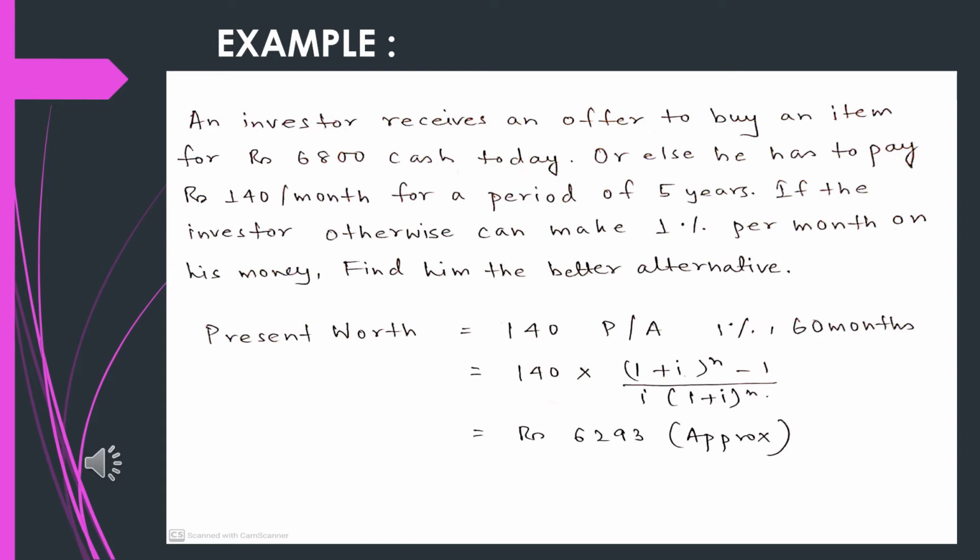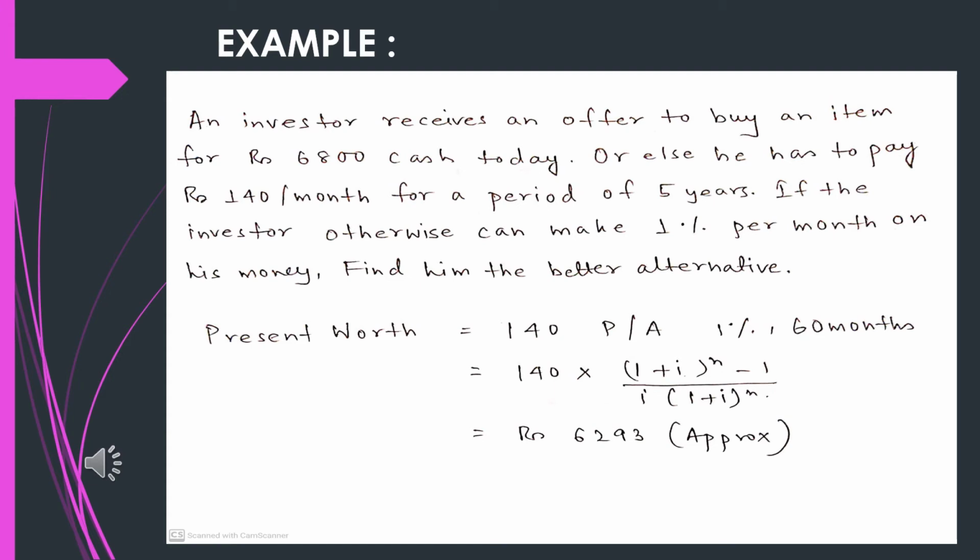This one is pretty easy, as the person who wants to invest has two basic options. What are the two basic options? Number one, the investor can pay rupees 6,800 upfront, that is right now in cash, or else he has to pay for a period of 5 years or 60 months. The monthly payment will be rupees 140, and most importantly the interest rate attached to it is 1% per month, or 12% per annum.